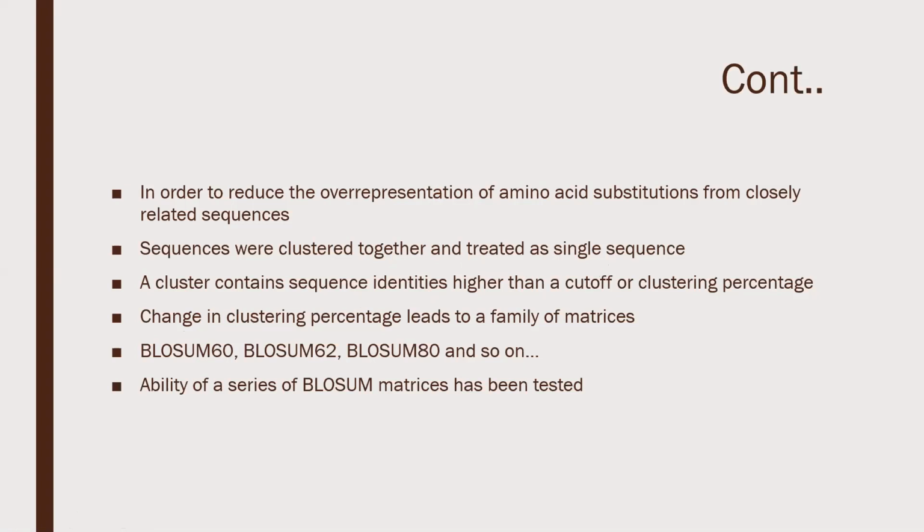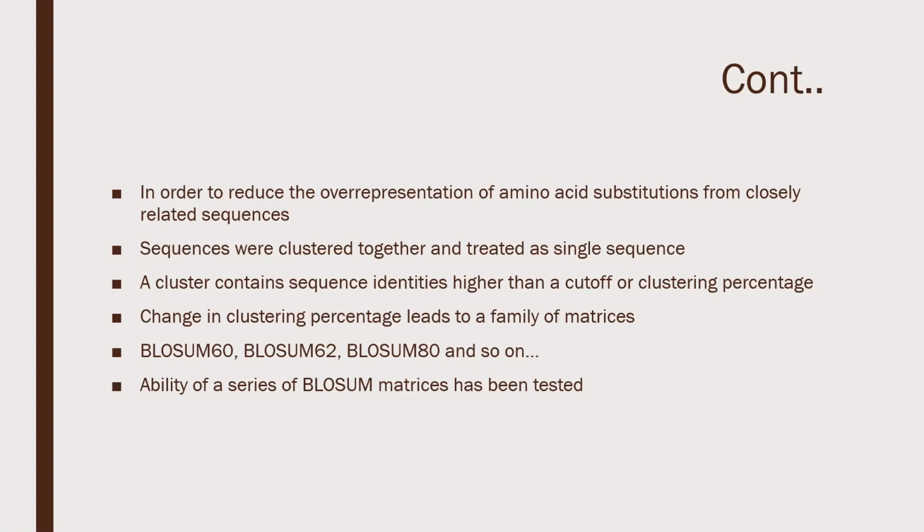In order to reduce the over-representation of substitutions, especially from closely related sequences, instead of considering all the sequences, the sequences are clustered or grouped together, and each group or cluster is treated as a single sequence. A cluster contains sequence identities higher than a cutoff or cluster percentage. The change in clustering percentage leads to the formation of a series of matrices.